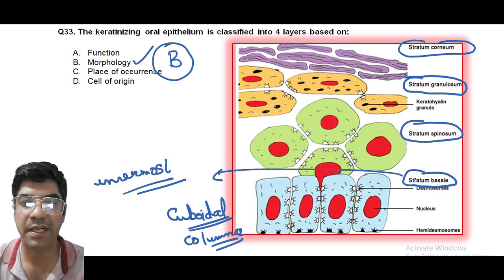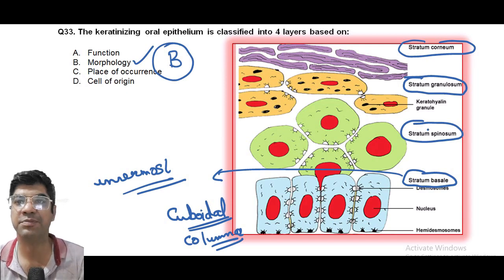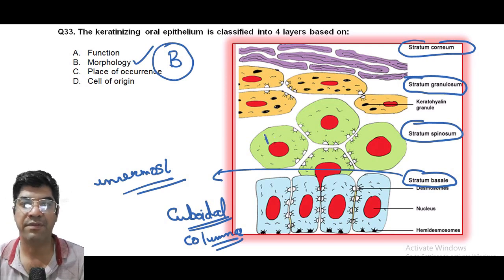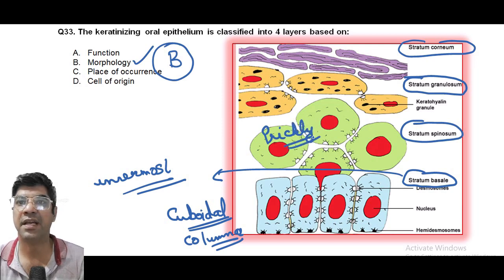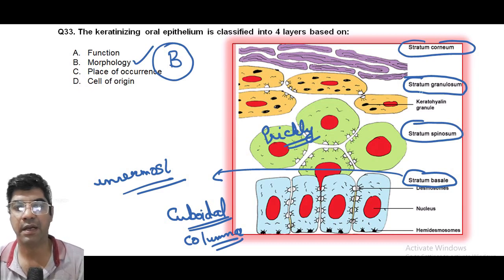The next layer is stratum spinosum. Above the stratum basale there is stratum spinosum. The cells are characterized by a prickly appearance. They have desmosomes, which are intercellular junctions that provide structural support to the epithelium.